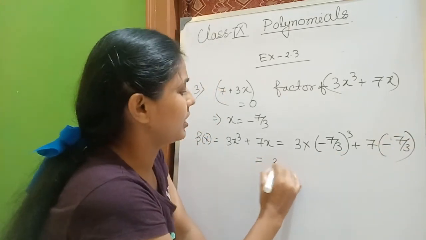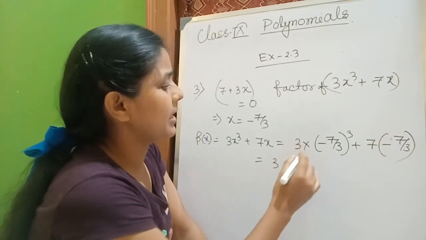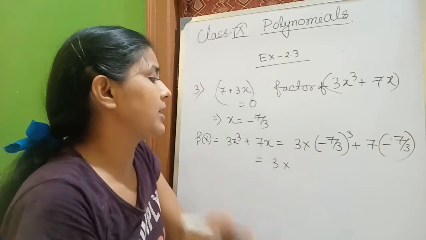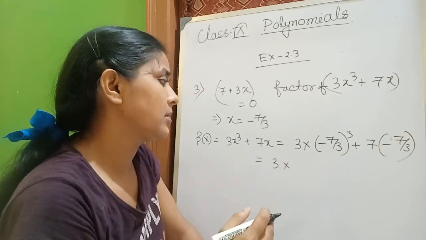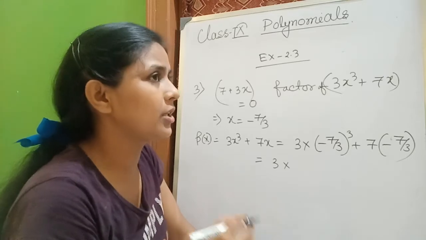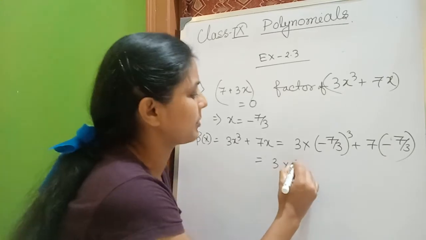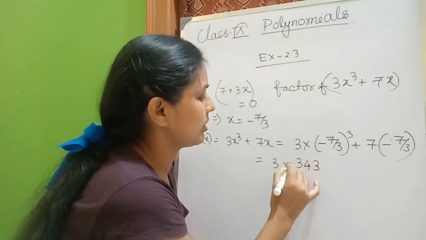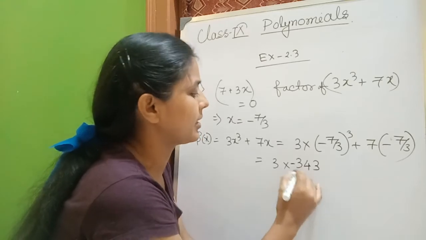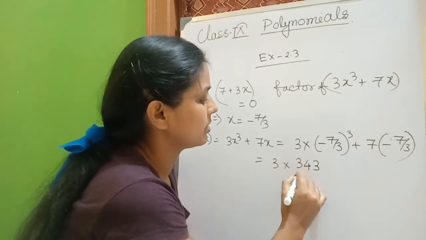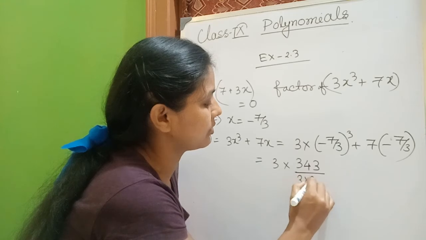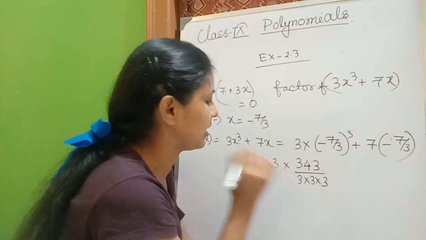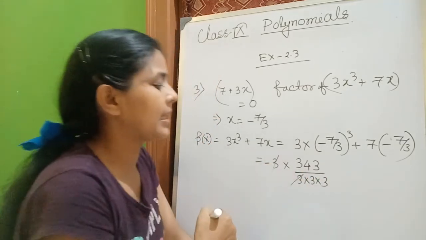It equals 3 into minus 7 into 7 into 7. So 7 sevens are 49 and 49 into 7 is 343. So it's minus 343 divided by, sorry, divided by 27, that means 3 into 3 into 3. Minus will be here, so 3 will be cancelled out.